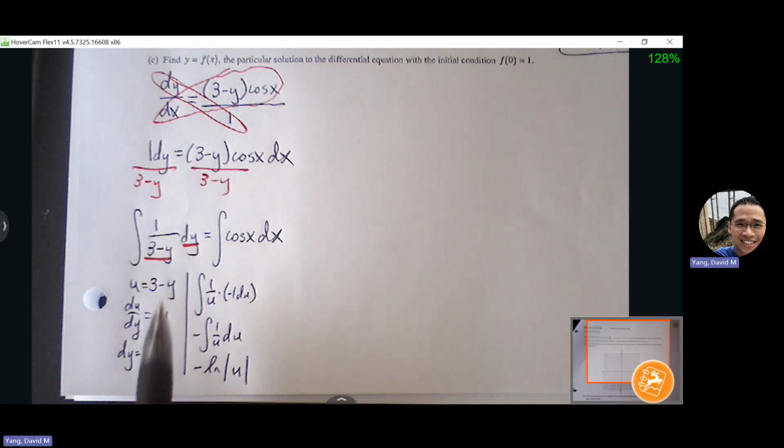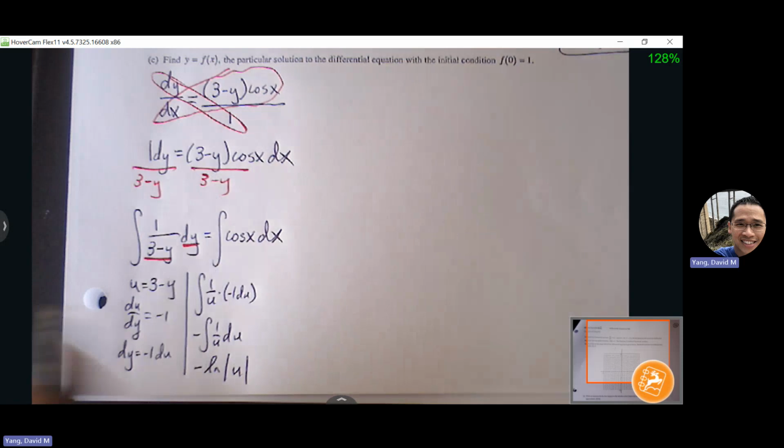Okay, so all this is for the left side here. u equals 3 minus y. Derivative is negative 1. Make my substitution. I have 1 over u du. Pull the negative 1 out in front. 1 over u is natural log. The negative is going to have to stay because of the derivative that came from 3 minus y. And then replace the u back in terms of y.